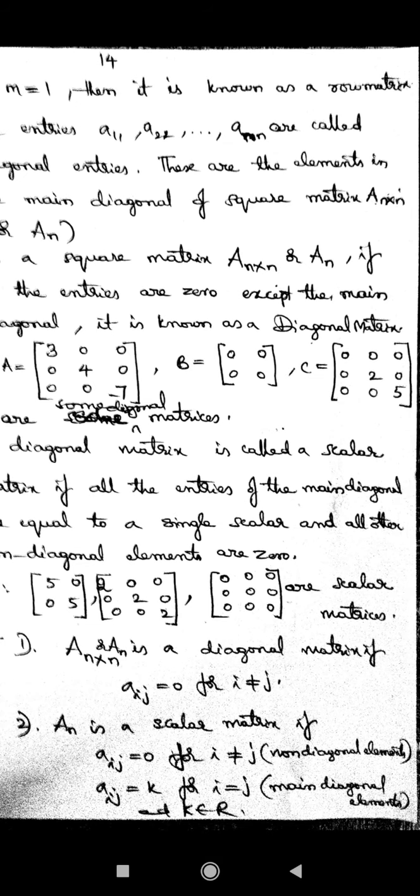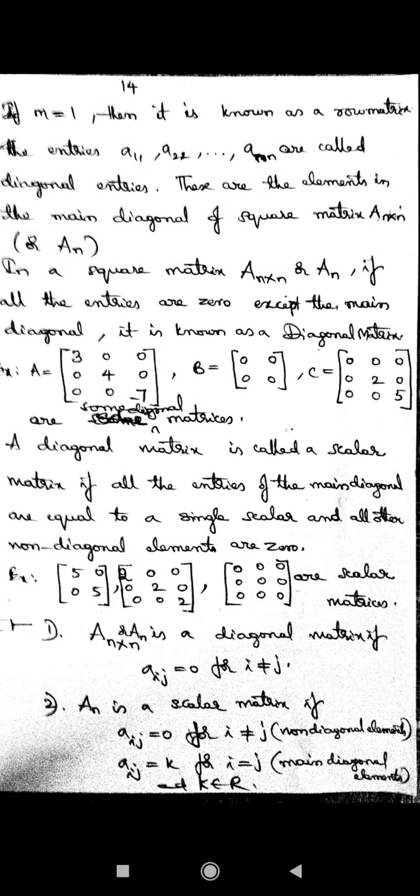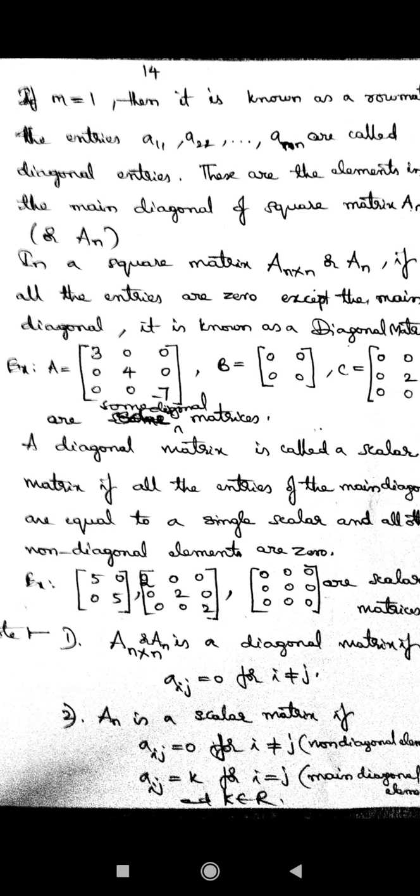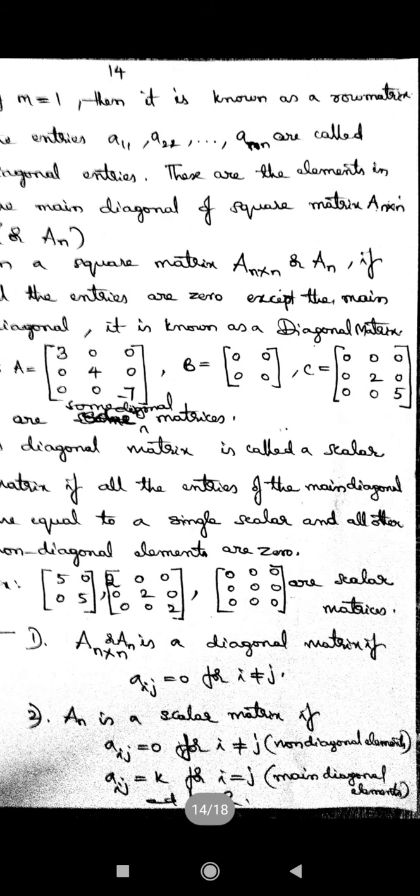And the second note point is that An is a scalar matrix if Aij is equal to 0 for i not equal to j, non-diagonal elements are zeros, and Aij is equal to k for i equal to j. That means main diagonal elements are the same, where k is a real number.